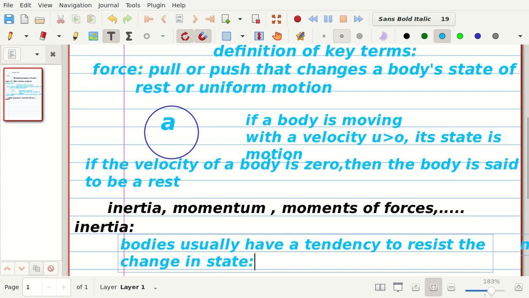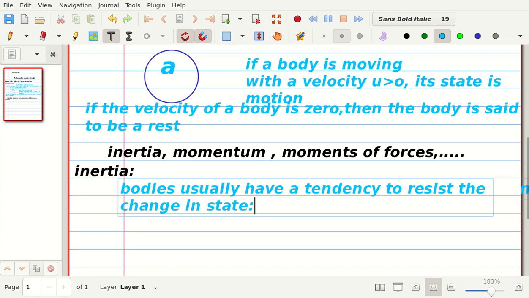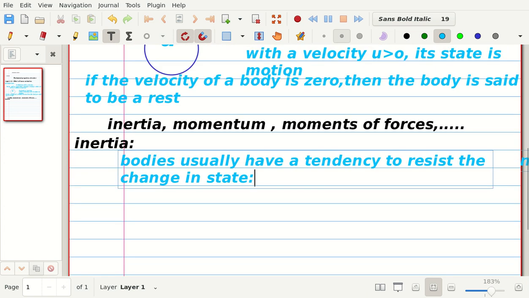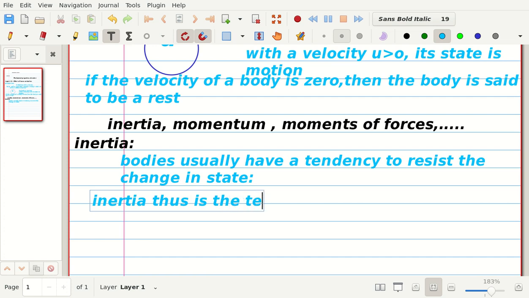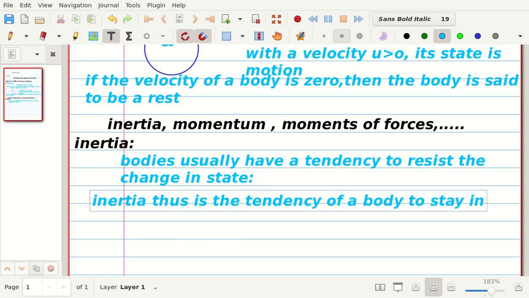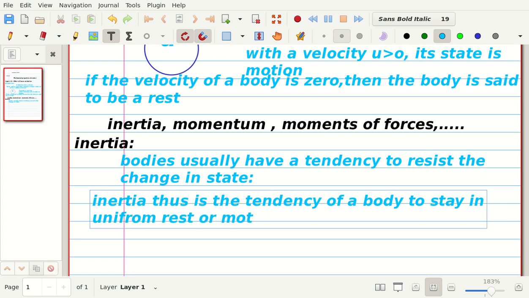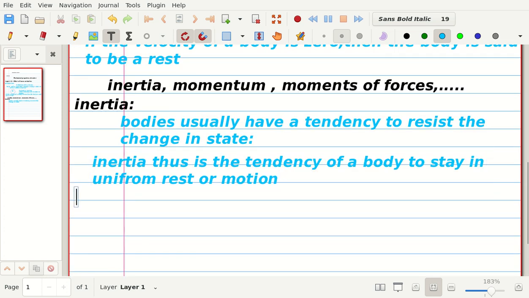That is why I defined certain states: velocity greater than 0 and velocity equal to 0. So we can say inertia is the tendency of a body to stay in uniform rest or motion. Yeah, that is inertia.